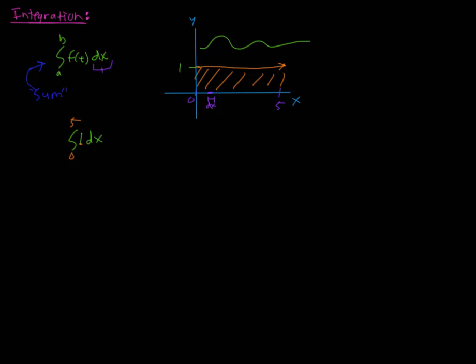But oftentimes, you won't see us write it like that. Often you'll just see it like this, and maybe we won't even include the limits. And you might wonder, what does this mean if I'm going from 0 to 5?